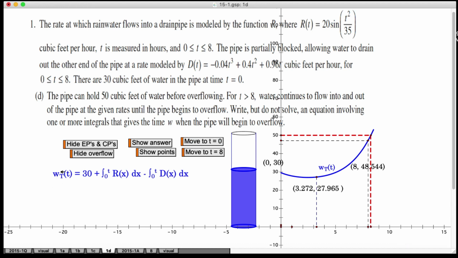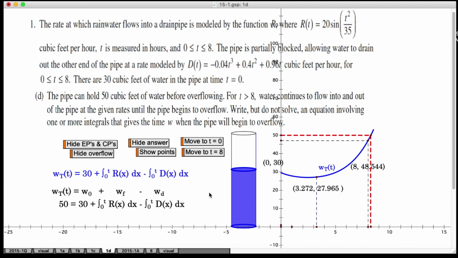So the only thing we want to know now is when the water in the tank, or excuse me, water in the pipe is going to be 50. So the same equation we've been using all along. We want to know when this is 50, and this is the initial water, and this is the definite integral of the water flowing in minus the water draining. And that would be our equation right here.